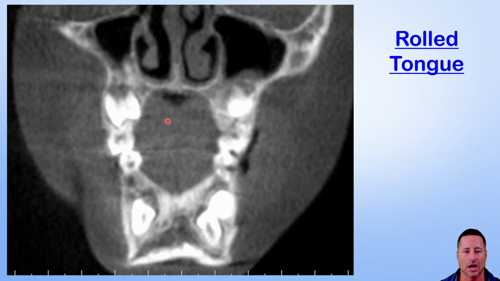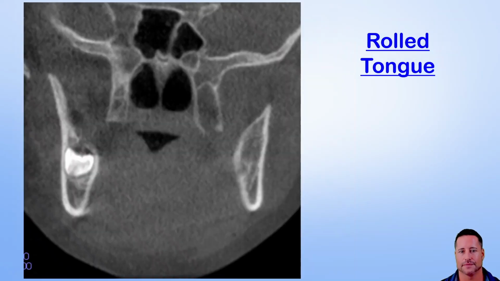And that rolled tongue is something that you just can't see if you don't have a coronal slice. You're just not going to see that in a 2D pan or a 2D sagittal ceph. Another example of a rolled tongue, again, that's a big diagnostic tip that the tongue doesn't have space. Your tongue shouldn't be squished to the point that it has to fold like that.